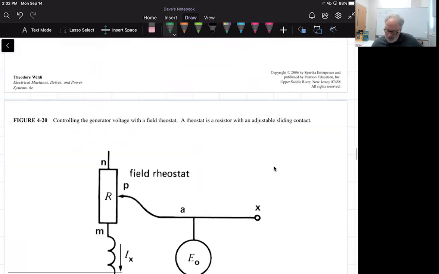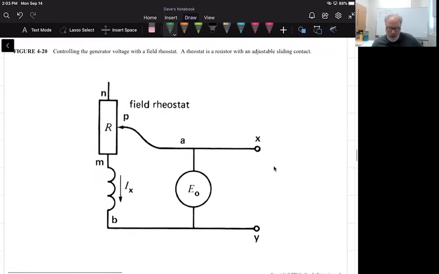All right, so we do that, and the way this is done is shown in figure 420. Here's our armature voltage here. Here's our output. This is where the brushes were, and this is where we would connect the load eventually. Here's our excitation current, I sub x. Here's our field. It's in parallel, right? It's in parallel with the armature. But what's different now is we've got this field rheostat.